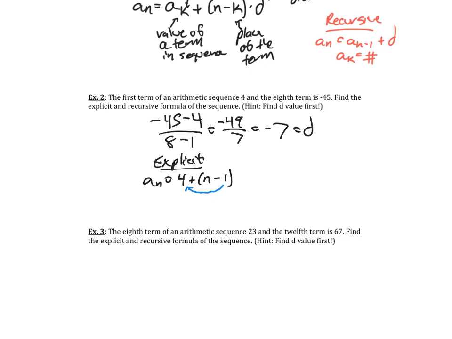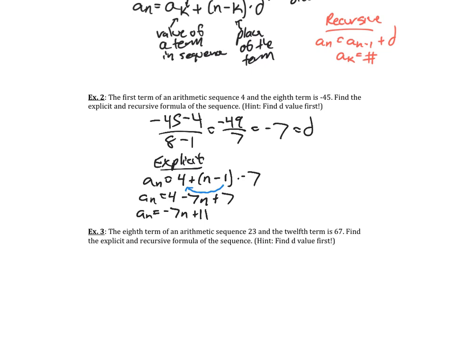And then I'm going to multiply it by negative 7. And then we're going to simplify this. So we have a sub n equals 4 plus, or let me just use minus 7n plus 7, or a sub n equals 11 minus 7n, or if I want to put that first, negative 7n plus 11. That is your explicit formula.